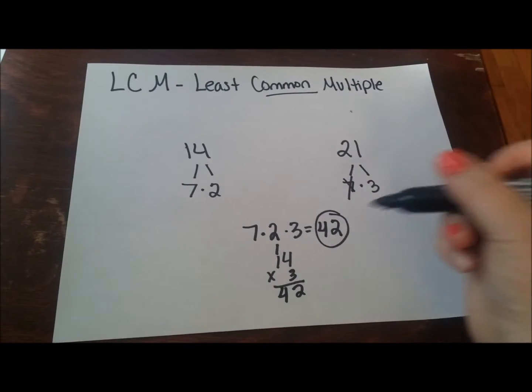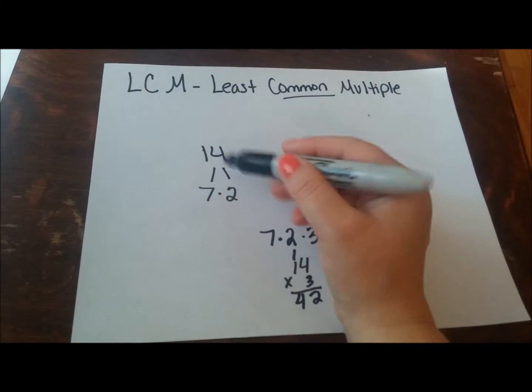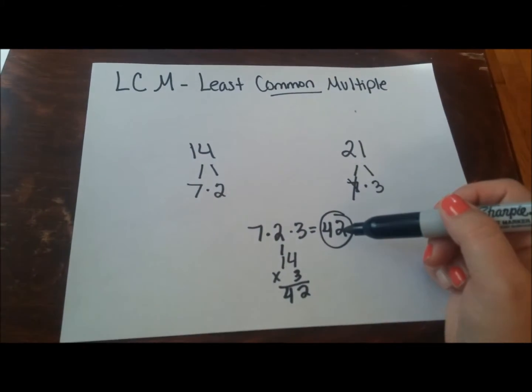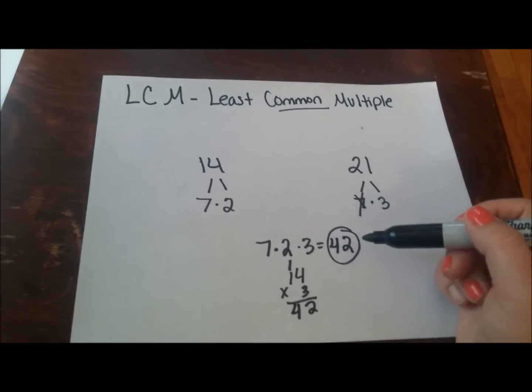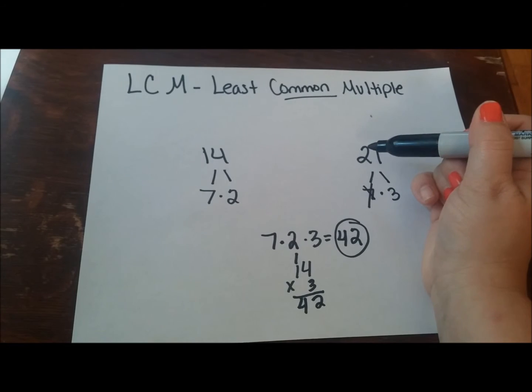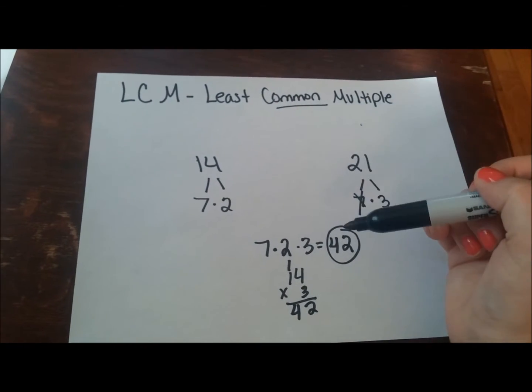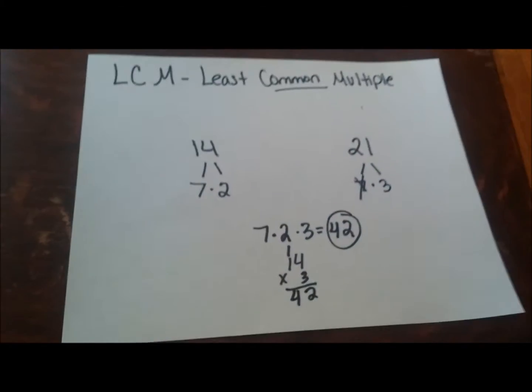So your least common multiple should always be bigger than your starting numbers because they are going to be multiplied to get your starting number. It can also be your starting number. If 42 and 21 were being factored, 42 could be a multiple. It cannot be smaller than your starting numbers.